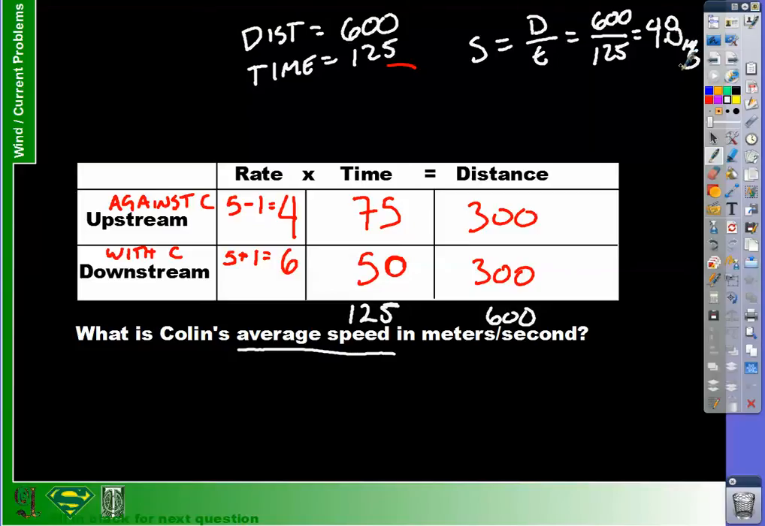So we've taken a look at how to create a system of equations using wind and current problems, as well as how to use a table to solve a wind or current problem.